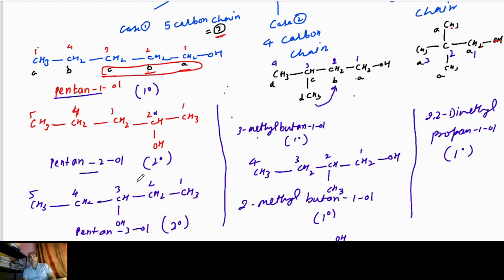So what is the total, student? The 5 carbon chain isomers are 3, and the 4 carbon chain isomers are how many, student? That is 4. So 3 plus 4 is 7, and the 3 carbon chain isomers will be 1. So the total isomers you are going to get, student, is 8. So it's very simple. Thank you so much for watching, students.